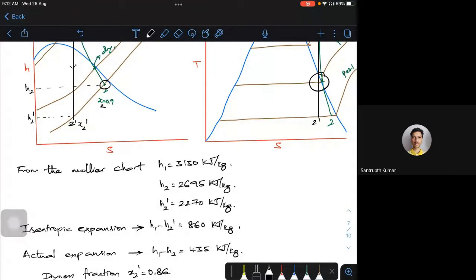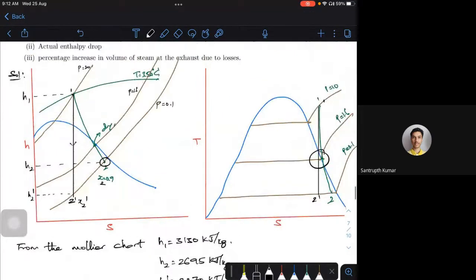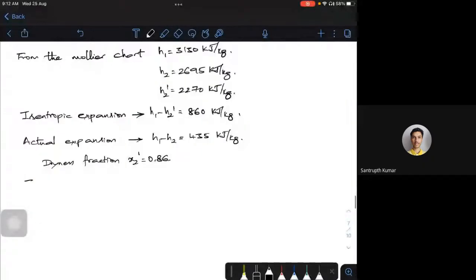Now, how to find the specific volume? What you have to do, go to your steam tables at 0.1 bar. Okay, at 0.1 bar from the steam tables, get this value, maybe vg2.